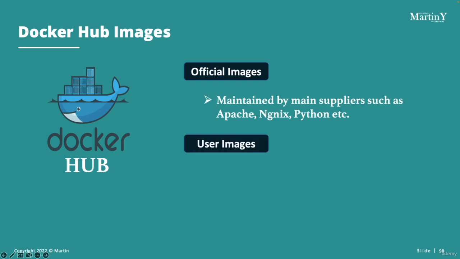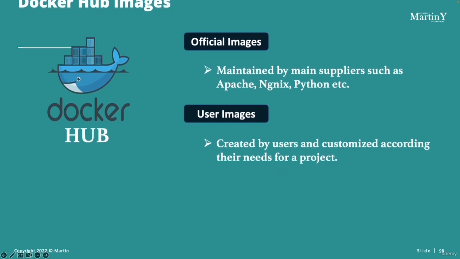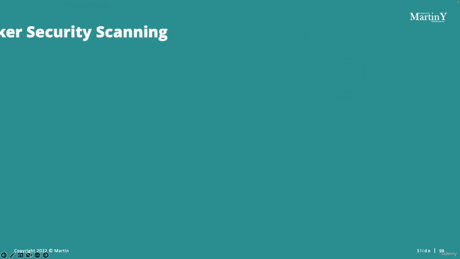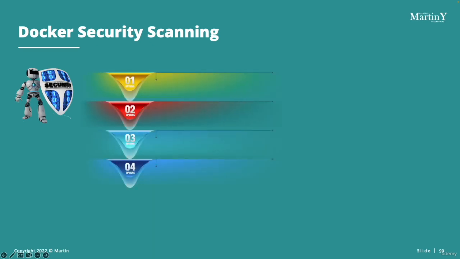On the other hand, we can find images that are created by users. They've been customized and adapted to the specific needs of a specific project. So let's see how we can actually scan those images. Docker security scanning is a service available in the Docker private repositories, and it normally compares the container content, which is composed of different layers of packages.